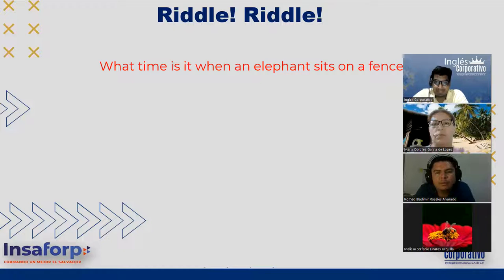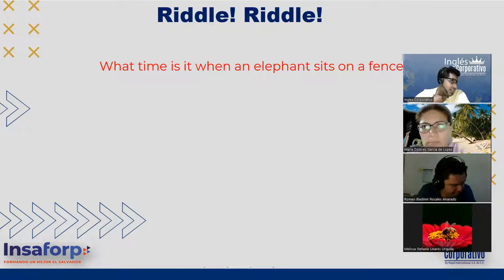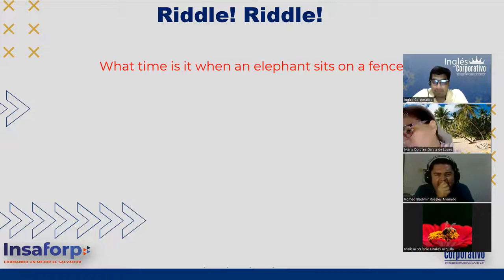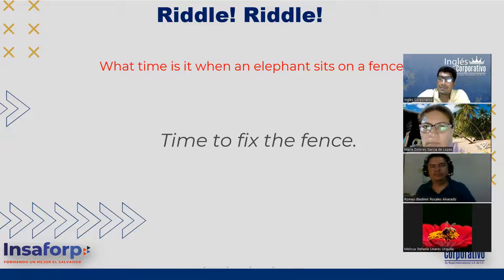Ahora, tenemos la primera. La primera solo va a servir como ejemplo, así que no se preocupen. Solo para que vean también más o menos cuál será el tono, ¿verdad?, que van a llevar las adivinanzas. So the first one is, what time is it when an elephant sits on a fence? ¿Sí? What time is it when an elephant sits on a fence? If you guys can start guessing, you may guess, for example, that, I don't know, it's 12 o'clock. Or maybe it's late at night because the elephant fell asleep. Or maybe it's just the morning because the elephant was walking and it just fell on the fence. But if we read once again the question, what time is it when an elephant sits on a fence? The answer to this is going to be time to fix the fence.